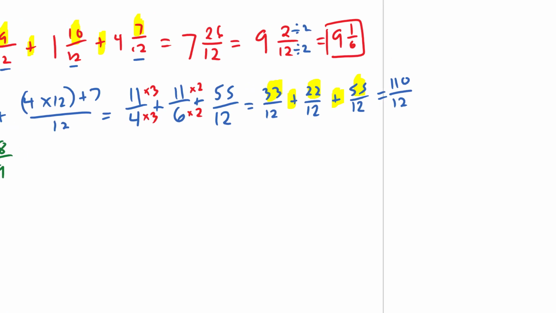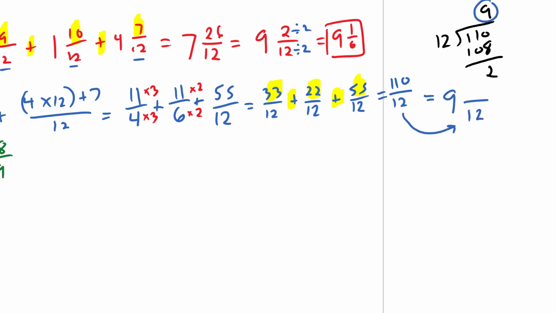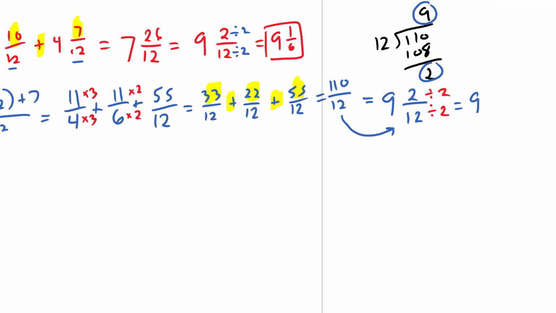Let's do some division here. 12, how many times does that go into 110? Goes in 9 times. 9 times 12, what's that? 108. There we go. We have 2 remainder. So here we have a whole number of 9. Denominator is 12, and our remainder is 2. Notice we can simplify that down, taking a 2 out of the top and the bottom. And here we get 9 and 1/6.